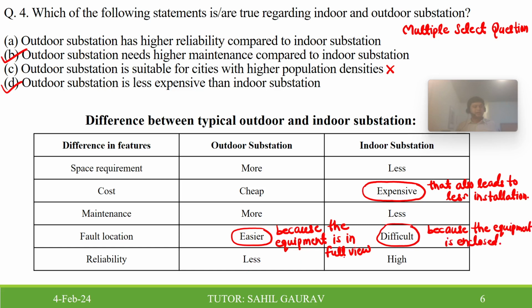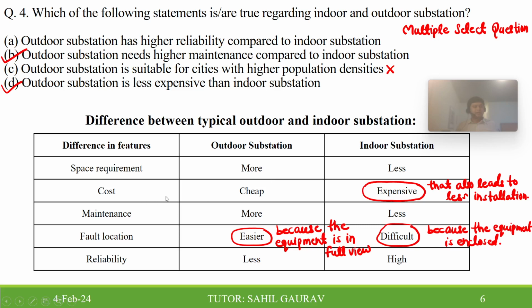And reliability: outdoor substation is less reliable, and indoor is highly reliable. Indoor stations are generally installed in cities with higher population because they require less space, while an outdoor substation can be installed if we have the space, and it is also cheaper. That's why.